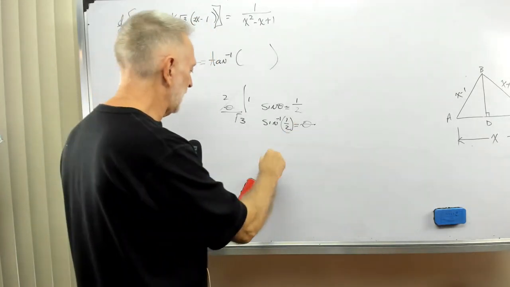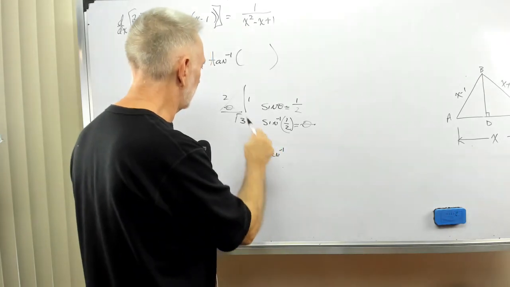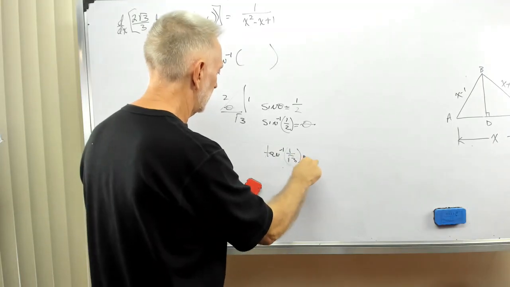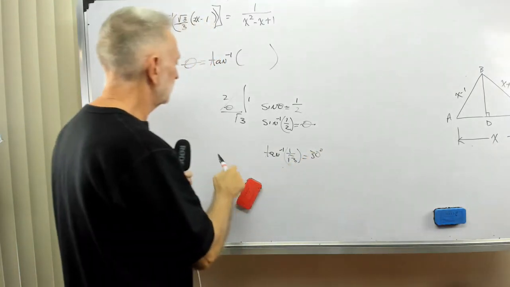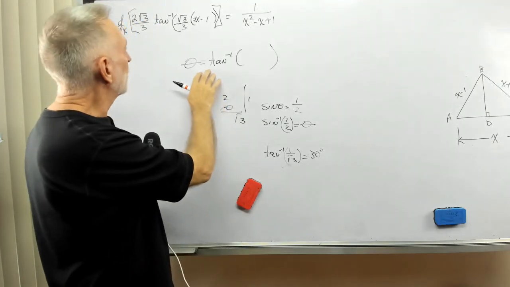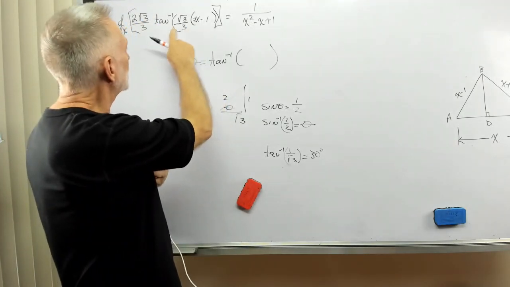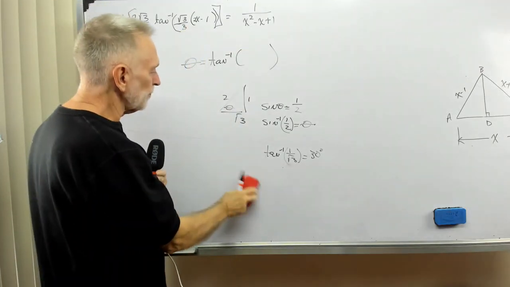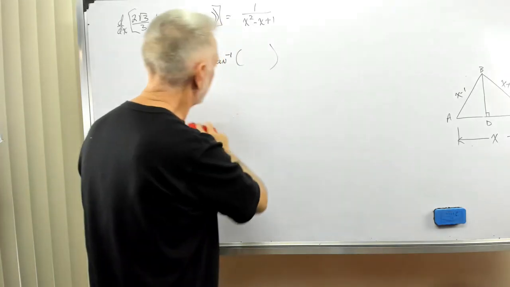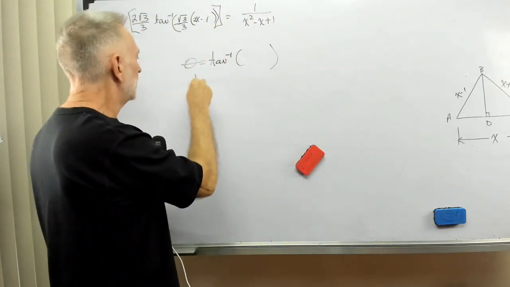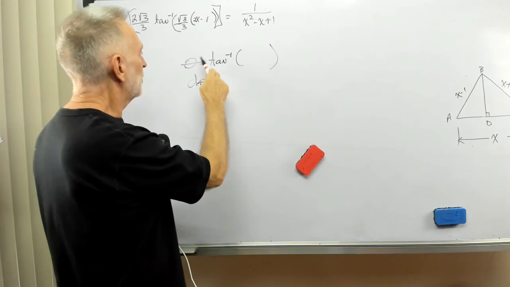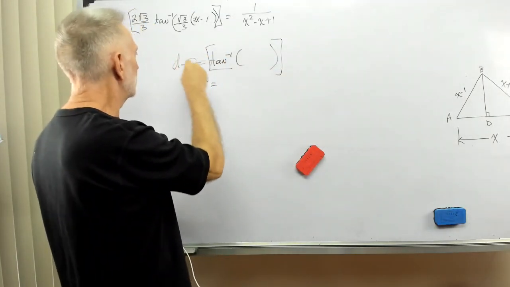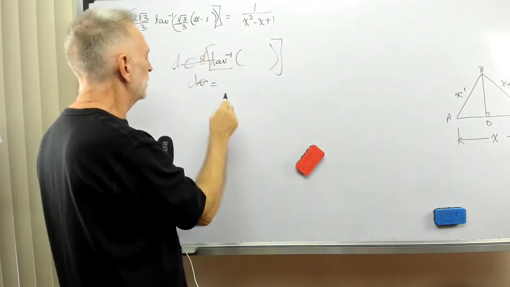Or if I said tangent inverse of 1 over square root 3, it's still going to give me 30 degrees. So I have that situation here: tangent inverse of everything in the box is theta. If I'm taking the derivative of that, I'm taking the derivative of all of this, right? So d theta would be the derivative of all of that.